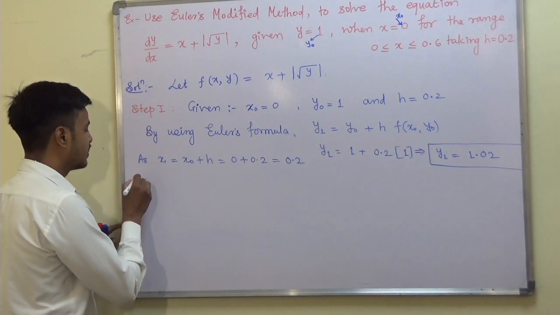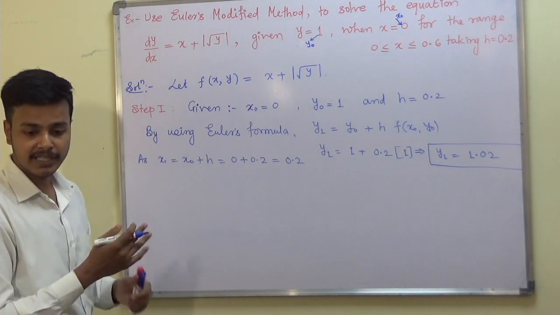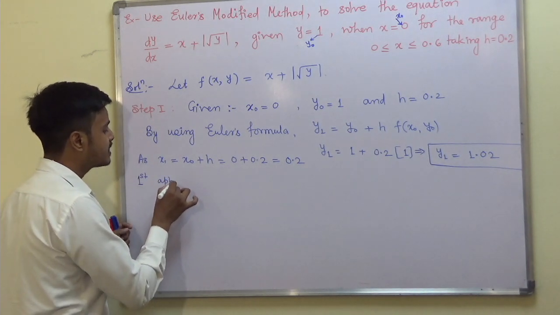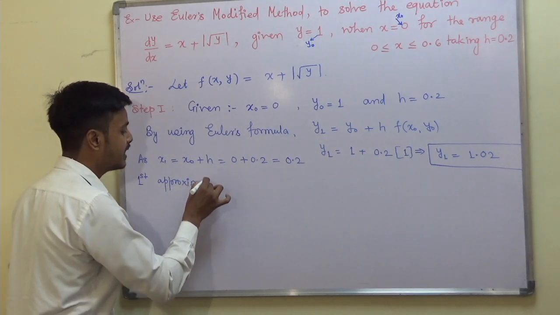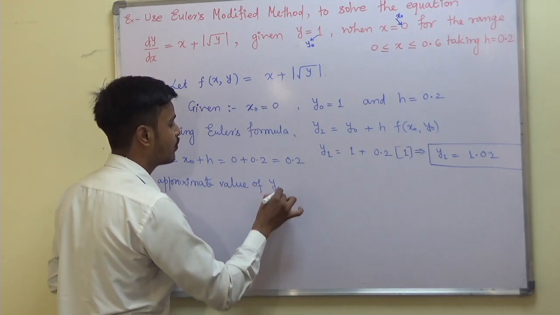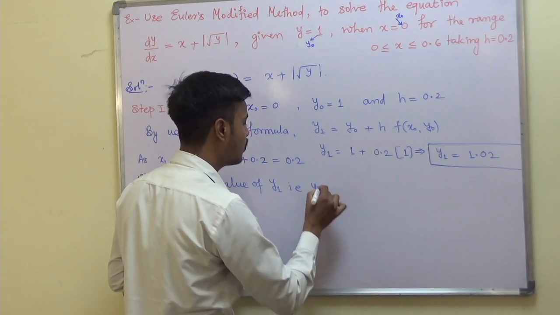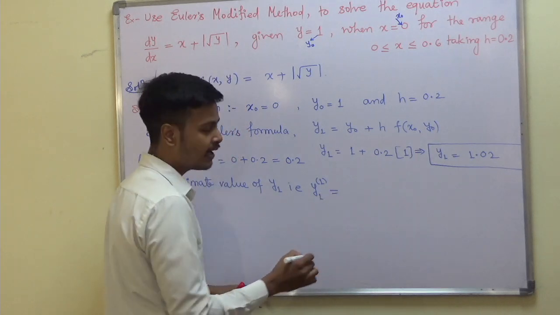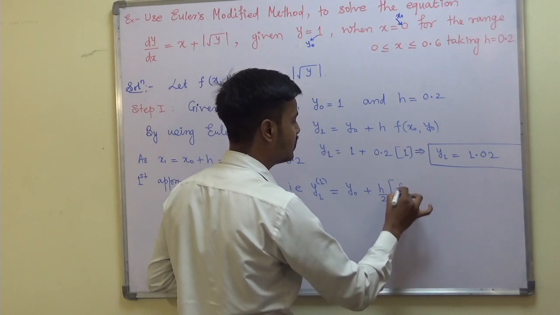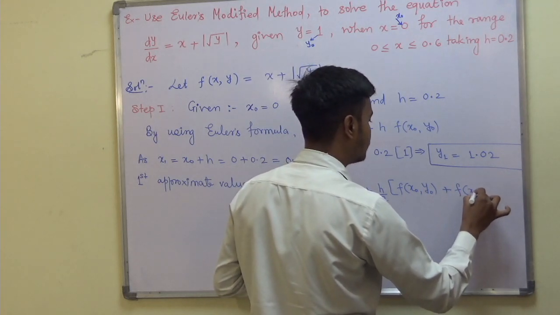So if you want, you can write or in the sentence itself, the first approximate value, or the modified first approximate value of y1, that is how we write the first approximate value of y1, y11, and which is given by, what is it, y0 plus h by 2 into f of x0 y0 plus f of x1 y1.